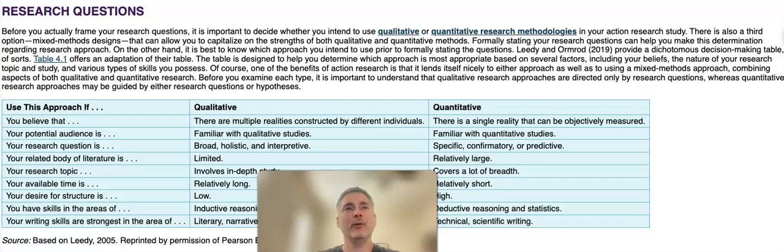In this video, I discuss how you decide which method to use. And actually, I disagree with what Mertler says in the Action Research book, that he says it's important to decide whether you intend to use qualitative or quantitative research methods before you actually frame your research questions. I disagree with that because in my mind, your research question or your research statement should inform the methods.